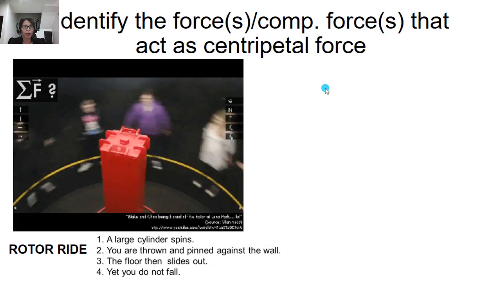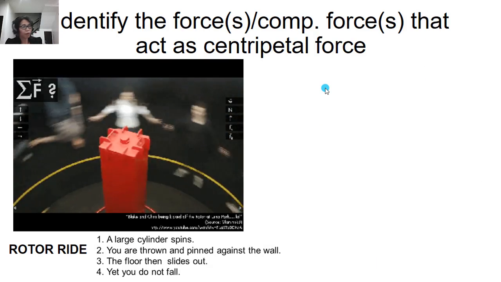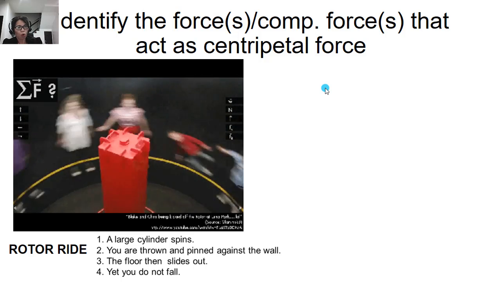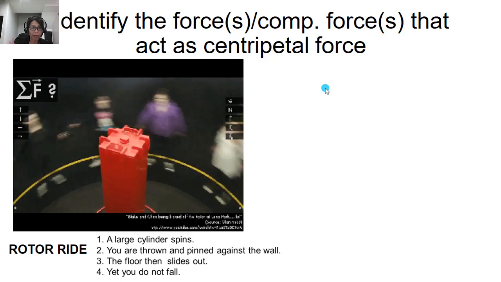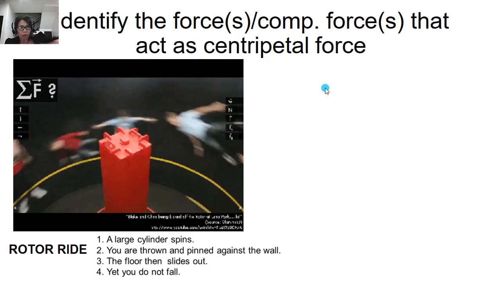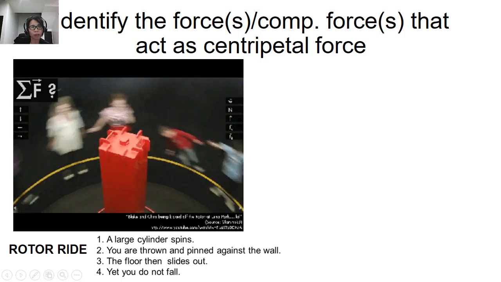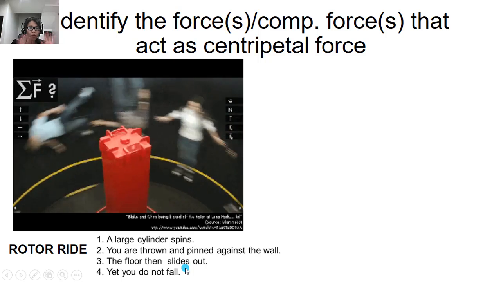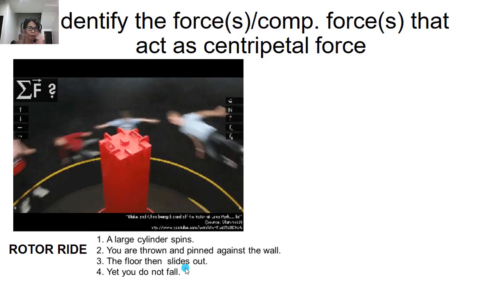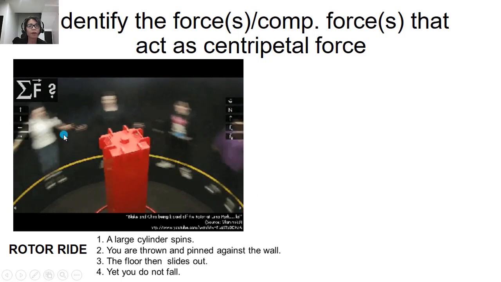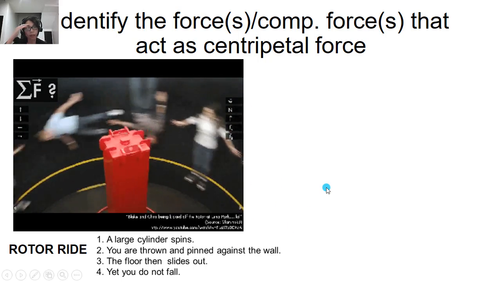Okay, so we go to the last one. This one, we have a rotor ride. This one is normally at the amusement park. So normally we have a large cylinder spinning. So you are thrown in and you will find out that as the large cylinder spins, you will be pinned against the wall. Then the floor will slide out. But then you won't fall down. You will just be pinned against the wall as the rotor spins, doing circular motion.